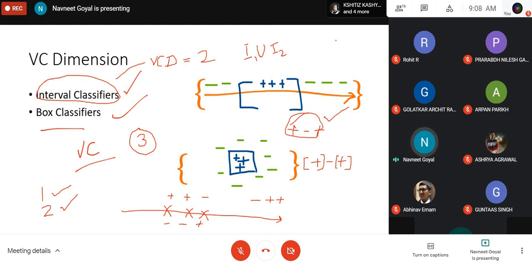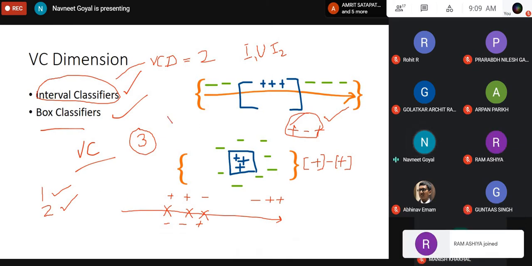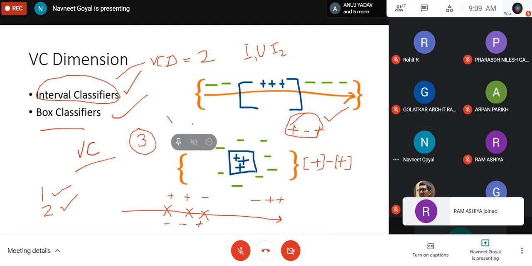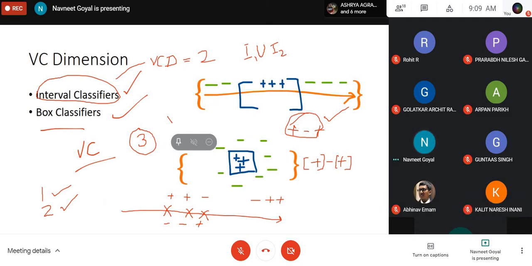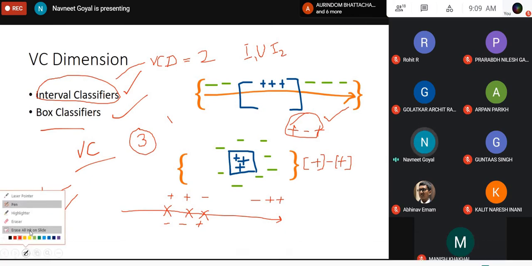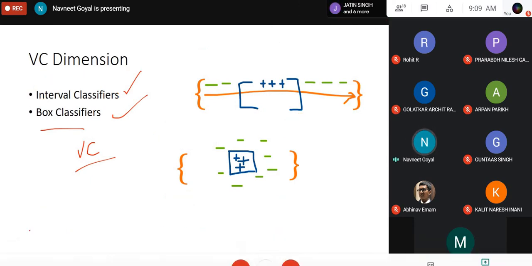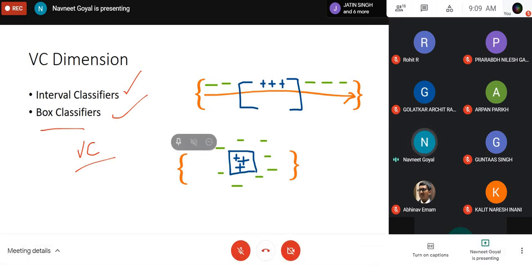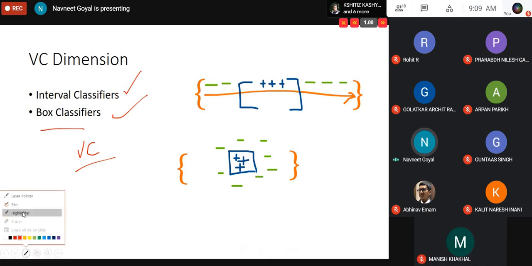So let us see, if I am allowing union of two intervals, can I shatter 4 points? Let me give you a case. So I'm writing here. Let me just erase a few of these here. So how to do that? Erase all on the slide. These are from the previous pen color. Let me use a different color.